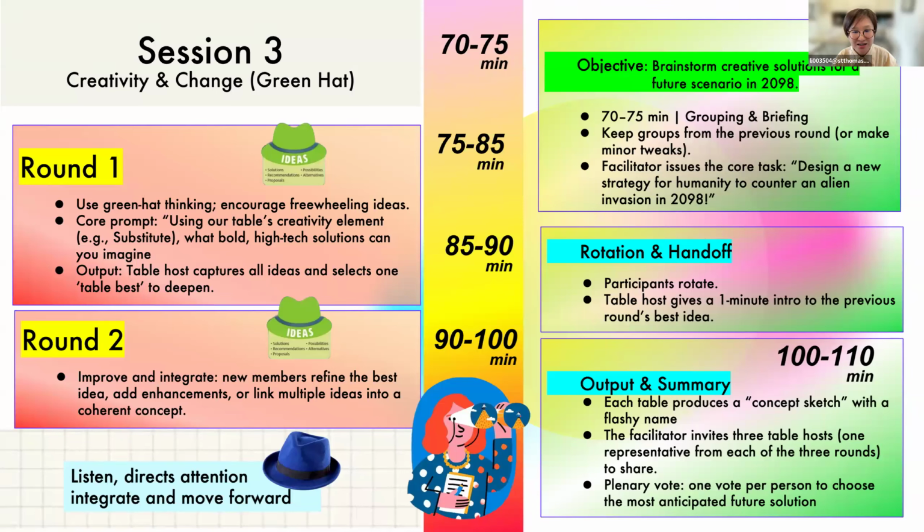After rotation, the host pitches this best idea to the new members. Their job in round 2 is to improve and integrate that idea, bringing it into a more coherent solution. So the final output is a concept sketch from each table. We'll conclude with a plenary vote, one vote for each person, to choose the single most anticipated future solution from our entire workshop.